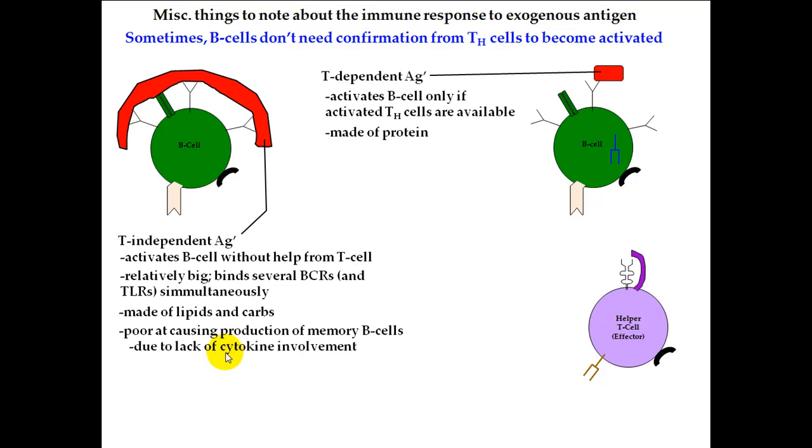And basically the reason why is that in order for this B cell to produce clones that become memory cells, it has to receive cytokine signals that tell it to do so. Because in this scenario there's no helper T cell around spitting cytokines out at it, it never really gets the message to become memory cells. So that's what we mean here: T-independent antigens are poor at causing the production of memory B cells due to the lack of cytokine involvement. All right, so that's one miscellaneous thing to know about our immune response to exogenous antigen. There are some exogenous antigens that activate B cells even if there's no T cell around to do the confirming.